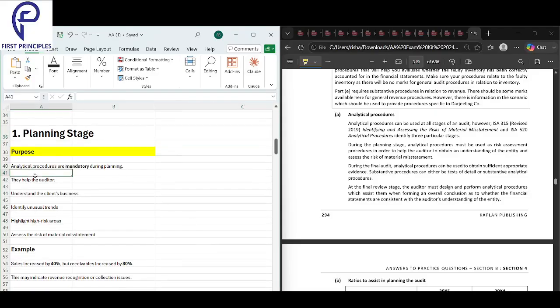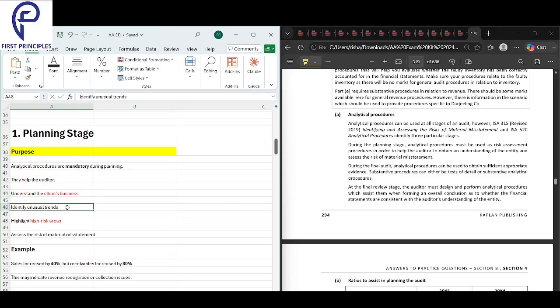It is used in the planning stage. It is mandatory in the planning stage. It will help us find the high risk areas. In the planning stage, if we use analytical procedures, it will help us find high risk areas. Second, it will help us understand the client's business.